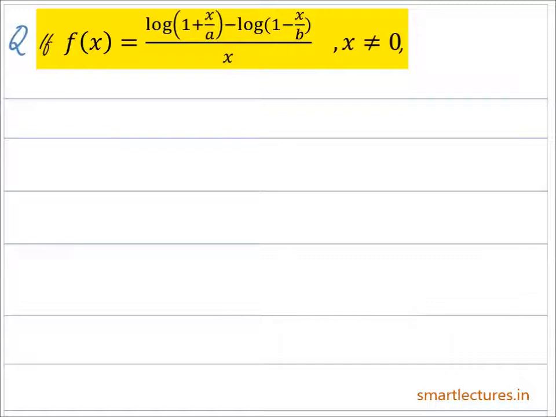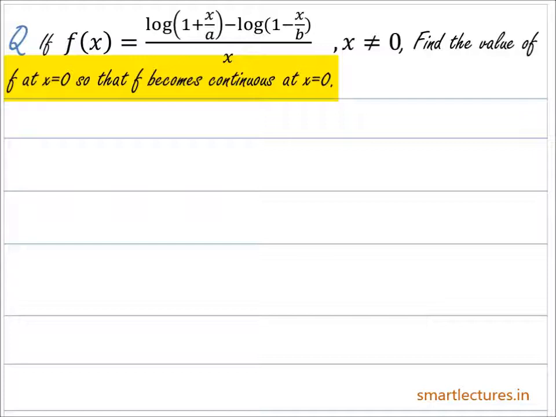So let's solve one more question. If f of x is equal to (log of (1 plus x upon a) minus log of (1 minus x upon b)) divided by x, where x is not equal to 0, find the value of f at x equal to 0 so that the function f is continuous at x equal to 0.